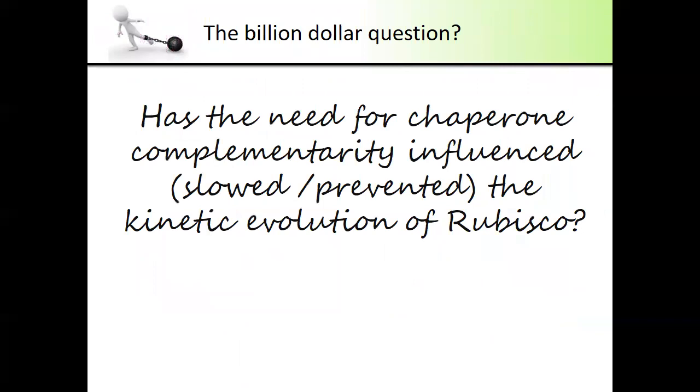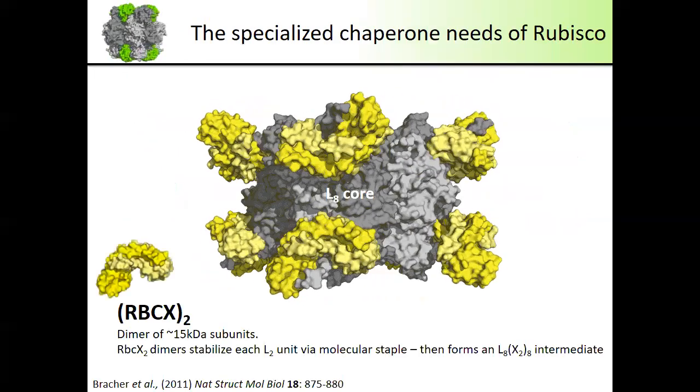And then a paper came out again from Managit's group soon after that to actually resolve the crystal structure of RAF1 and show that it actually interacts with the larges, and we're about to have a look at that now. So the question which we raised in a review paper back in 2007, 2008, was that maybe the need for chaperone complementarity has also impeded or slowed the potential of Rubisco to evolve during evolution. That makes sense.